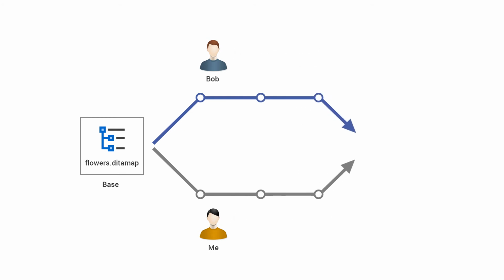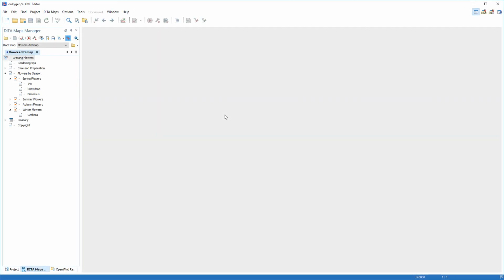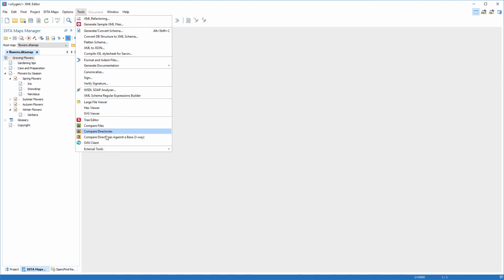After a while, I get the project back from Bob and I want to integrate his changes. Remember, I also made some changes in the project and I don't want to lose them. So I need to find a way to integrate both our versions of the project into the main file set. To do this, I will use the Compare Directories Against the Base action from the Tools menu.